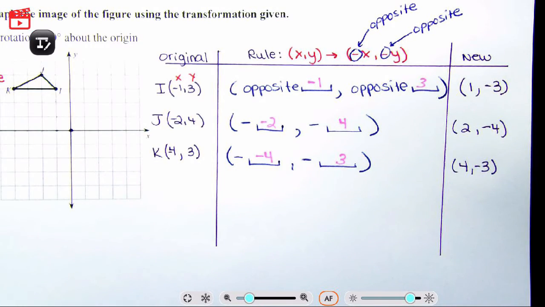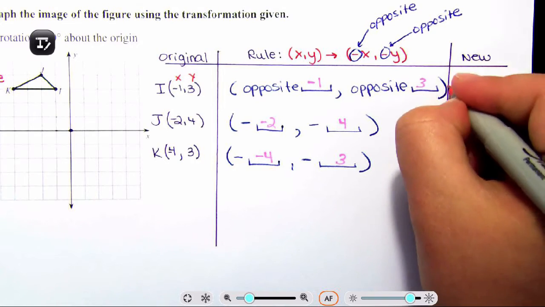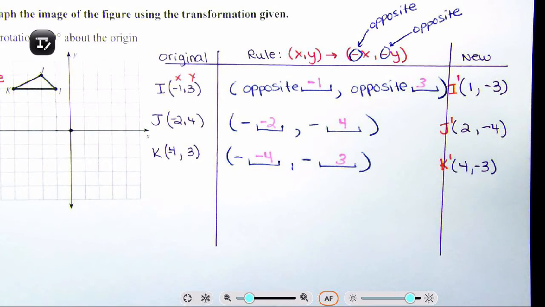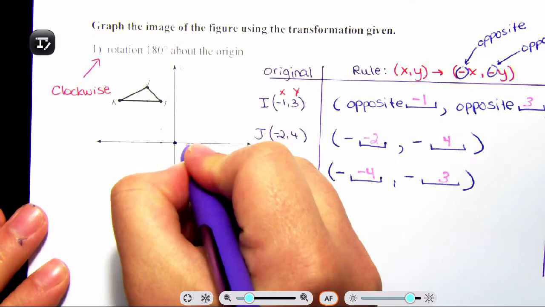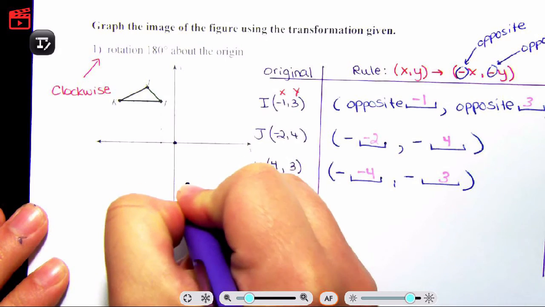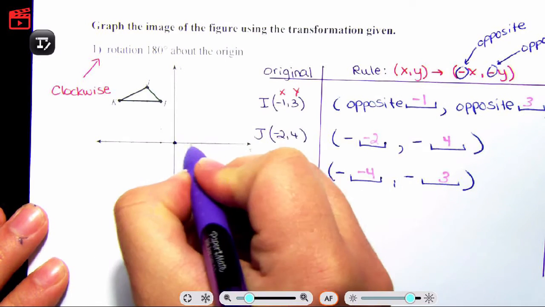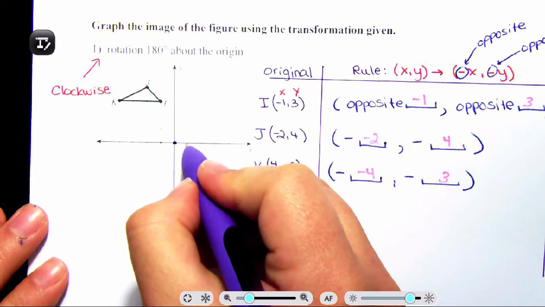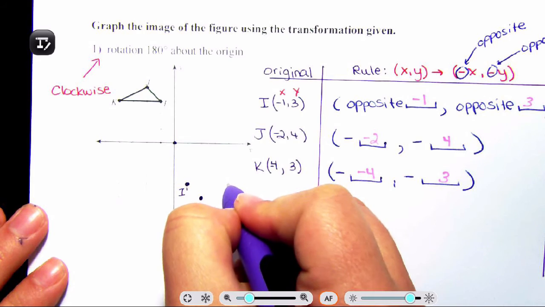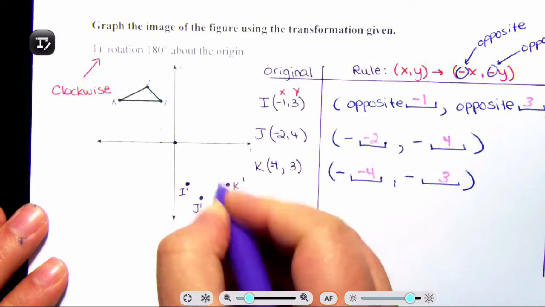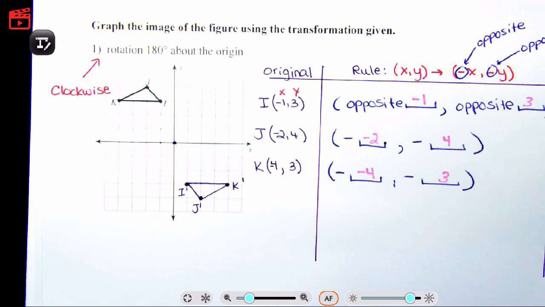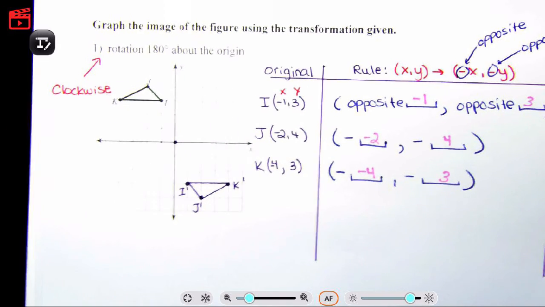Now, as always, make sure that you are labeling your points. This is I prime, J prime, and K prime. Let's graph this. We have 1 and -3. That's our I prime. We have 2 and -4. That's our J prime. And we have 4 and -3. 1, 2, 3, 4. 1, 2, 3. And that is our K prime. Connect the dots. And there you have it. You have rotated your pre-image 180 degrees about the origin.